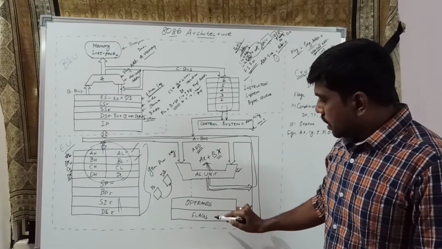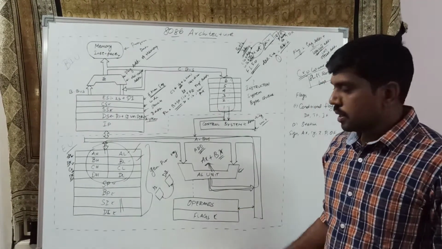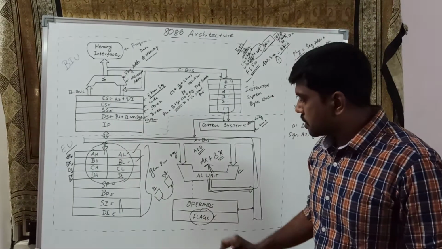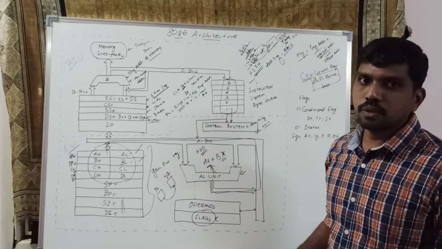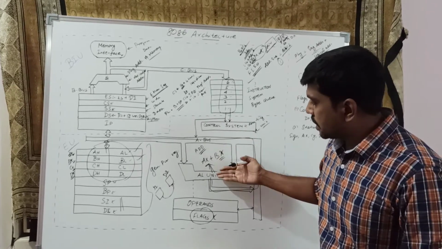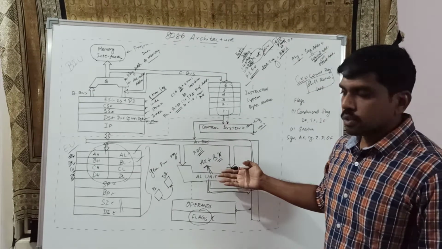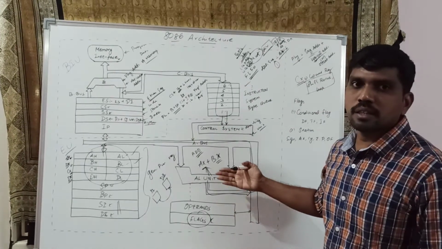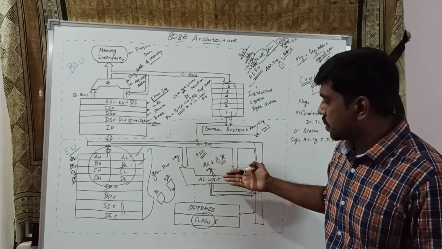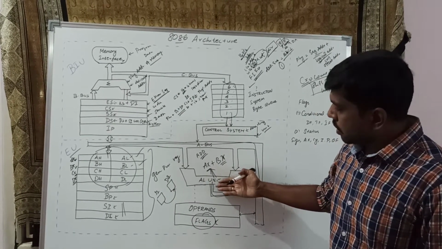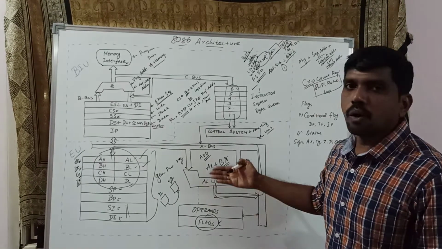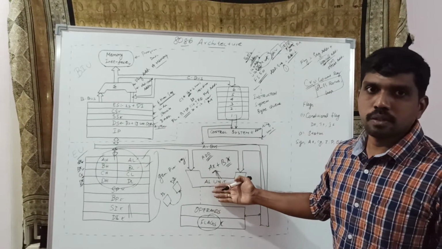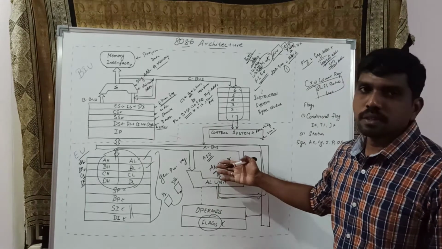Then here we use the flag register. So what is the usage of the flag register? It's mainly used to check the status of the ALU. After execution of the ALU output, what is the status of the result? Whether the result is a positive value or a negative value, or all the values are 0, or otherwise the result is odd parity or even parity. Likewise you can check the status.